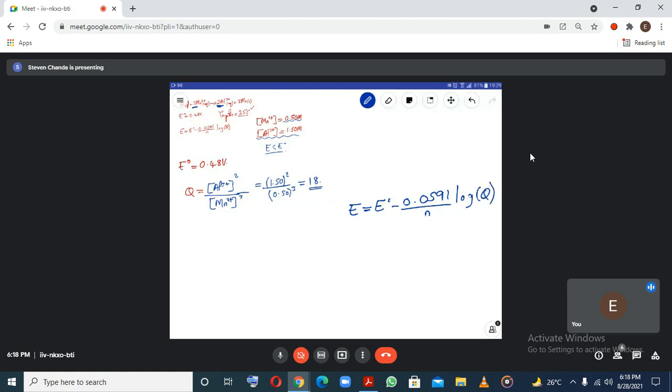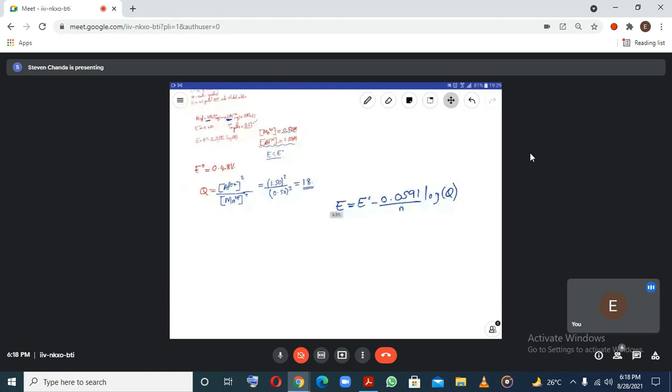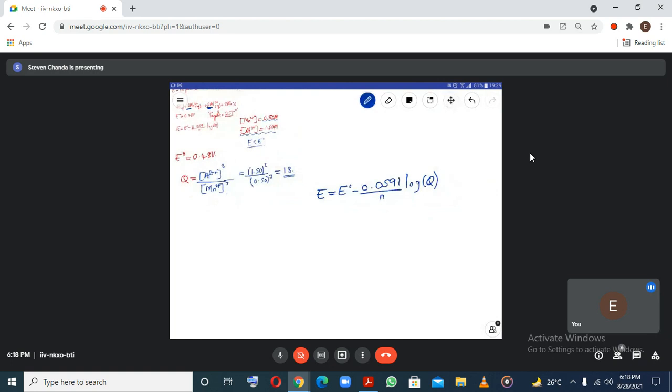Because we already know what the standard cell potential is. Sometimes you may be required to calculate it, but we already know how to calculate it. So now we want to find out our n, the number of electrons which were transferred. And for this you can't do it without writing the reduction half reaction and the oxidation half reaction.